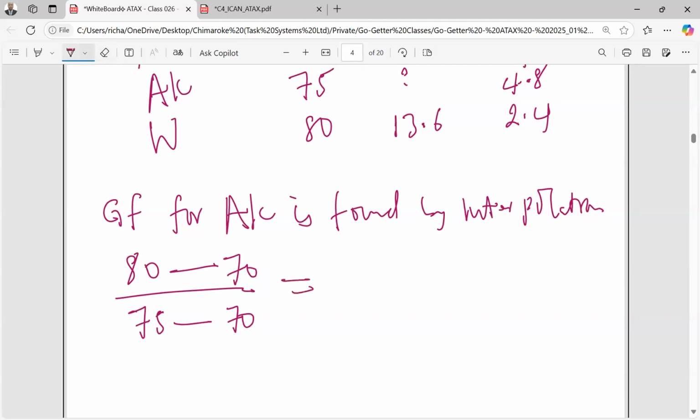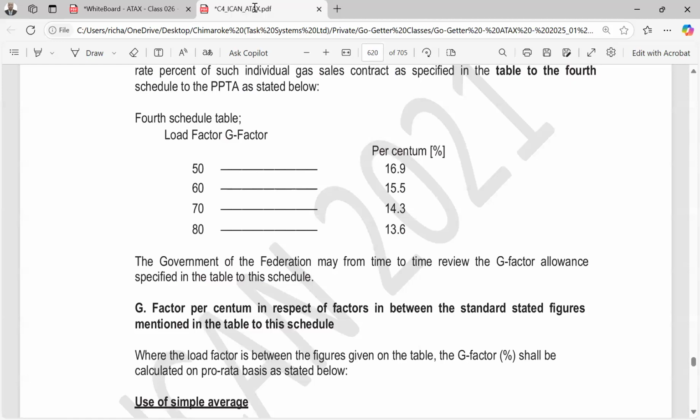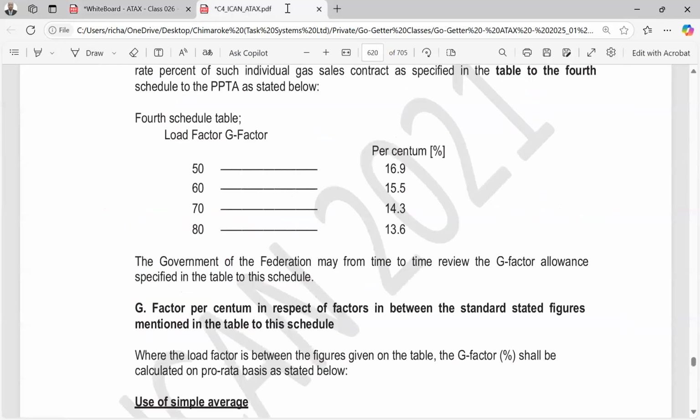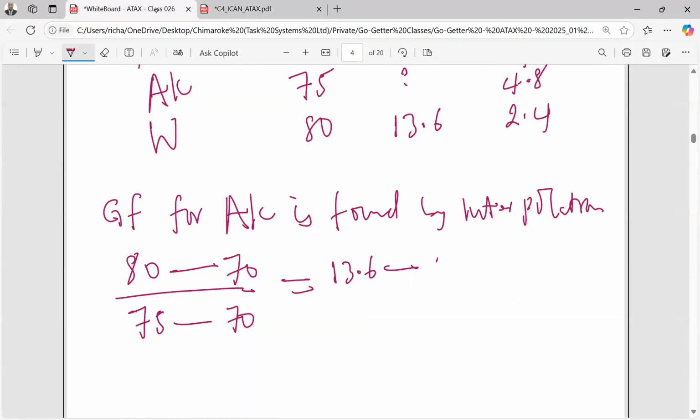This is equal to, what is the figure? What is the gas factor for 80? 13.6. 13.6 minus, what is that of 70? 14.3. 14.3. What is that of 75? We don't know. It's X. This X we are looking for, minus that of 70 is 14.3. So now our aim is to look for X.